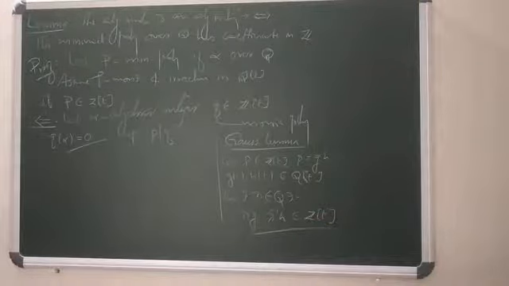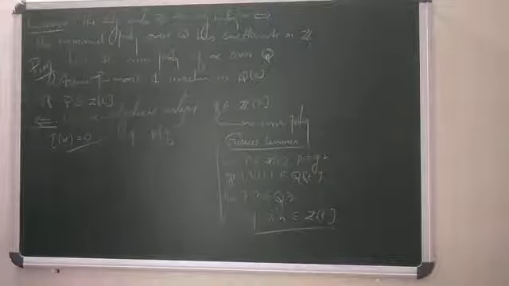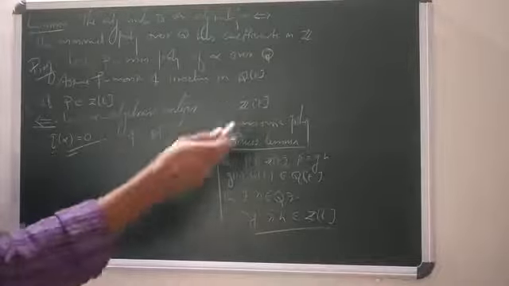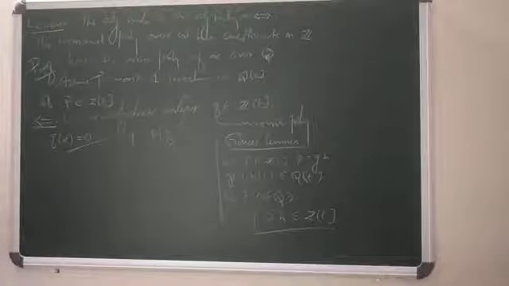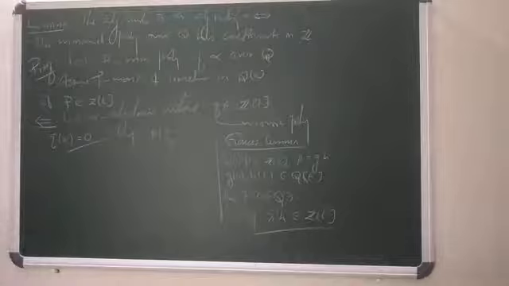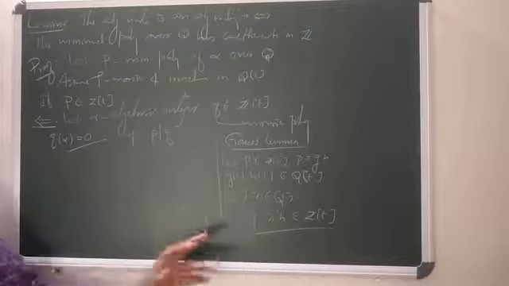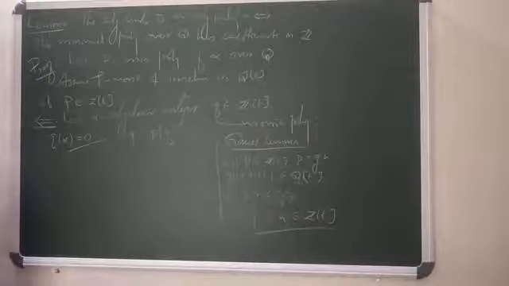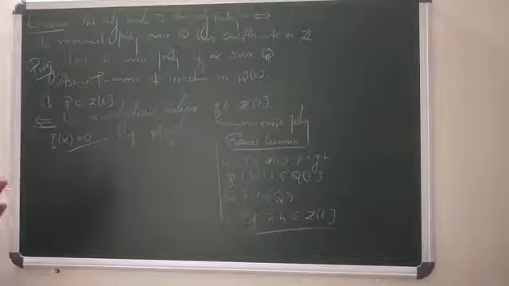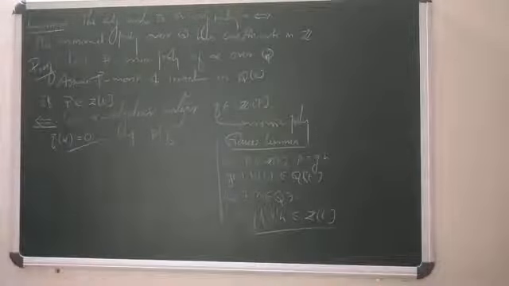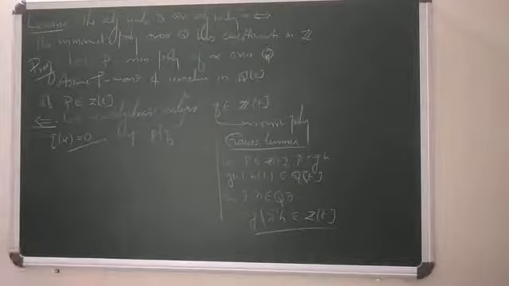P in set T means P is a polynomial with integer coefficients, and if P can be expressed as the product of two polynomials having rational coefficients, that is P equals G of T times H of T, then there exists a rational number lambda such that lambda G and lambda inverse H are also in the set. It means lambda G and lambda inverse H have integer coefficients. So this is Gauss lemma.